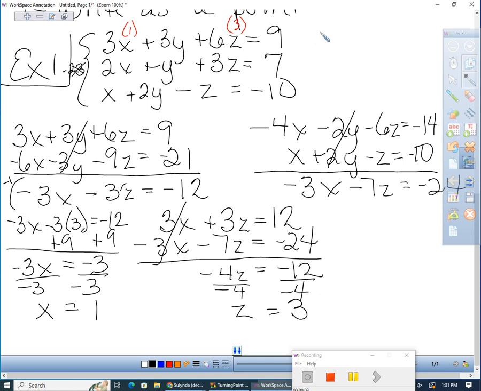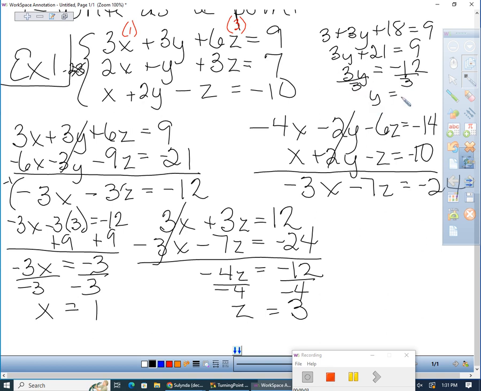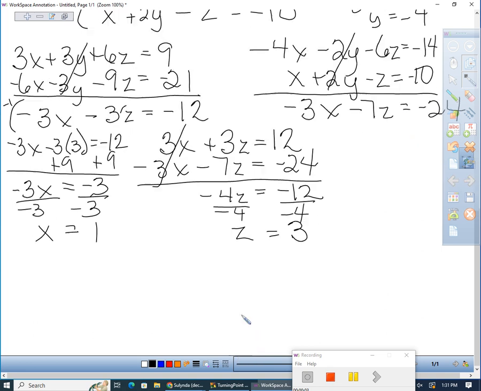So 3 times 1 is 3 plus 3y. 6 times 3 is plus 18 equals 9. So we have 3y plus 21 equals 9. Subtract 21 to the other side, and we get 3y equals negative 12. Divide both sides by 3, and y equals? Good, negative 4. So the last thing we have to do is write it as a point. X is 1, y is negative 4, and z is 3.